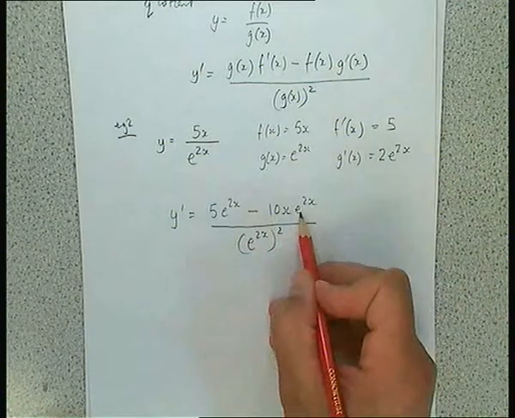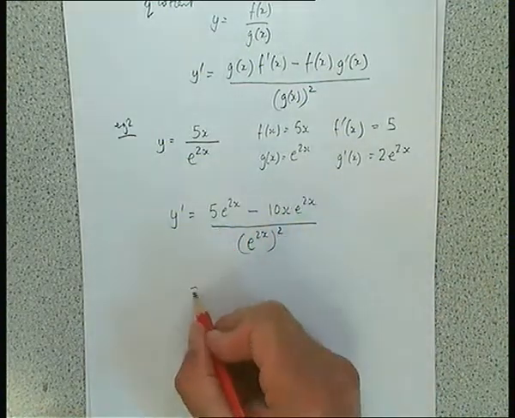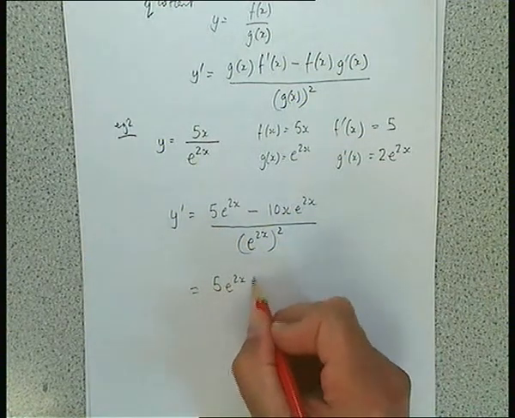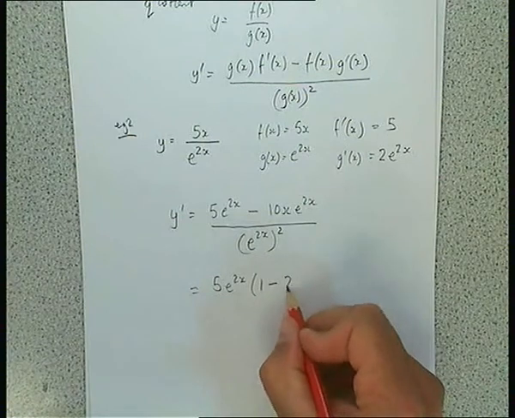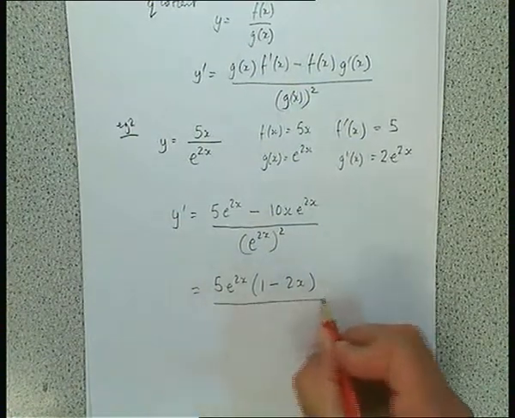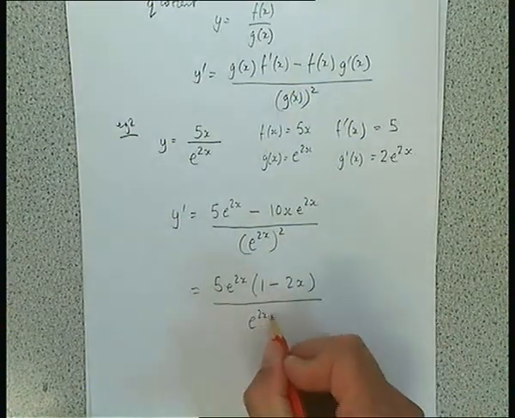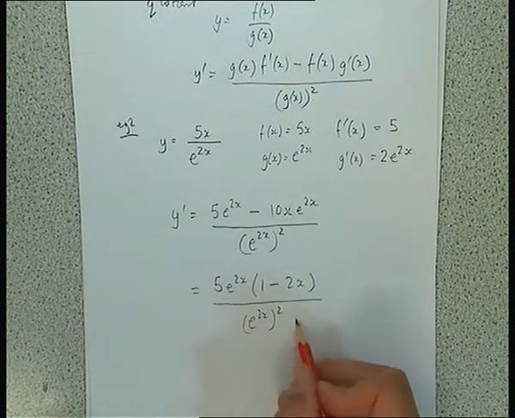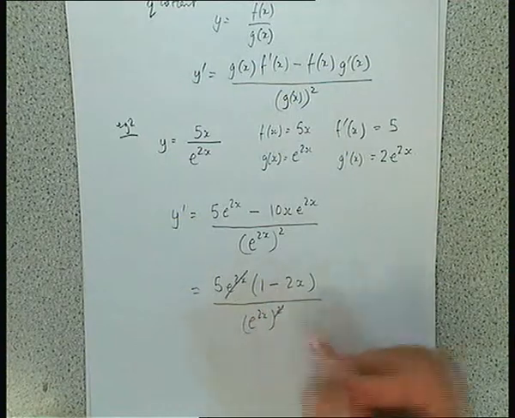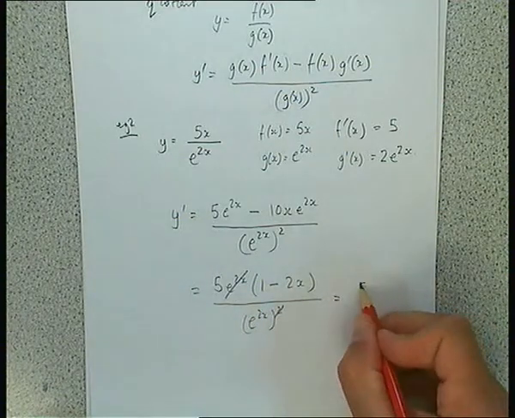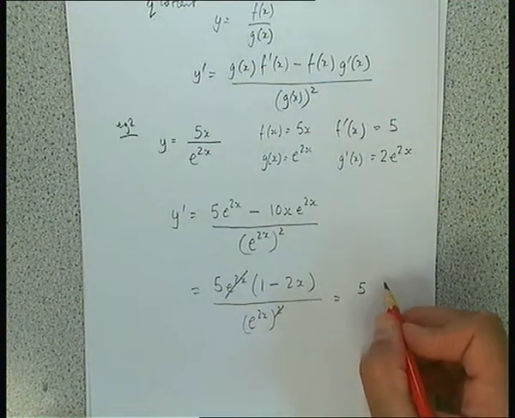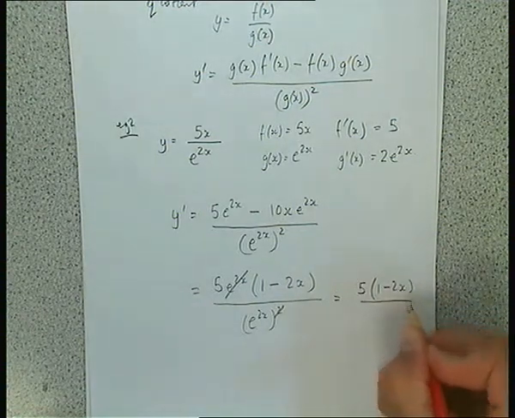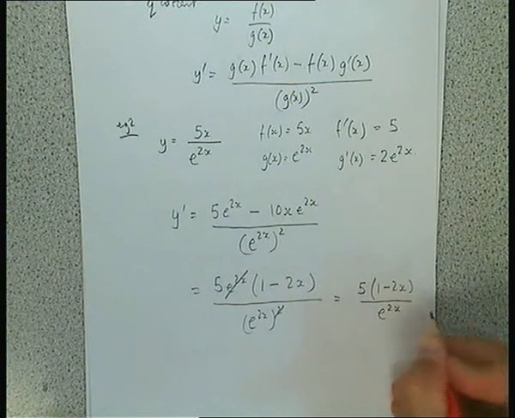Okay, now if I look up here, I've got common factors, so I can take a factor of 5 and e to the 2x out, and that leaves me 1 minus 2x, and that's divided by (e to the 2x) squared. (e to the 2x) squared is e to the 2x times e to the 2x. I've got an e to the 2x here, so I can cancel those out, and so that gives me 5(1 - 2x) over e to the 2x.